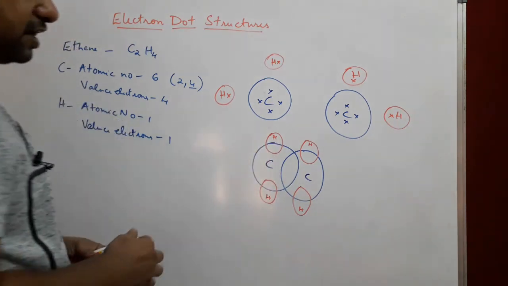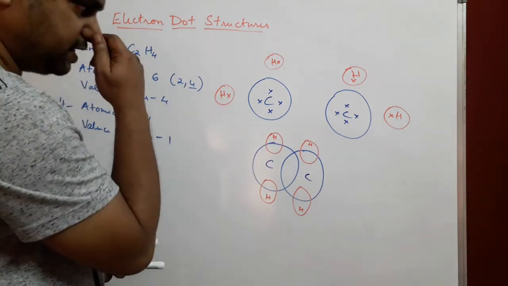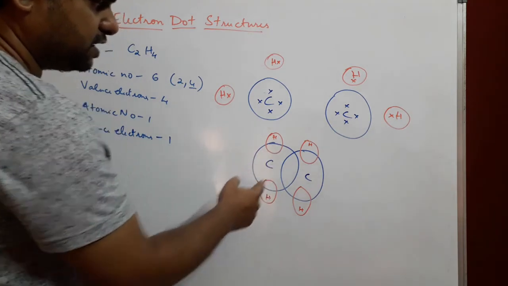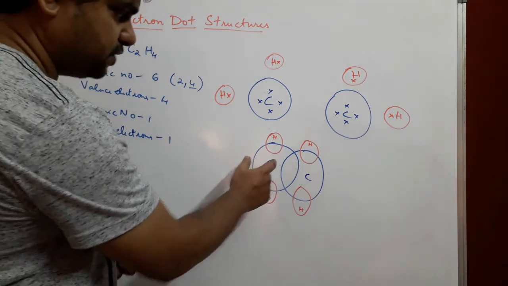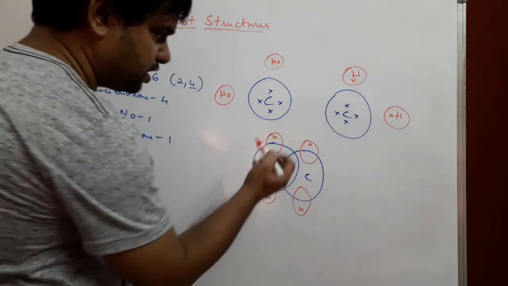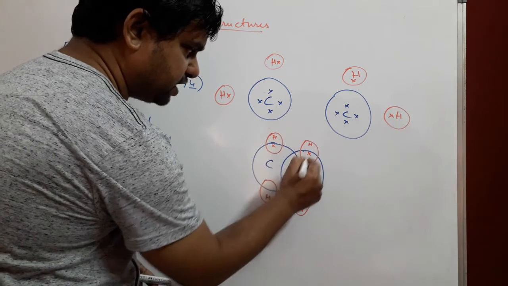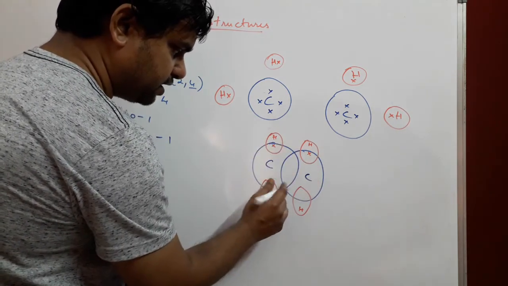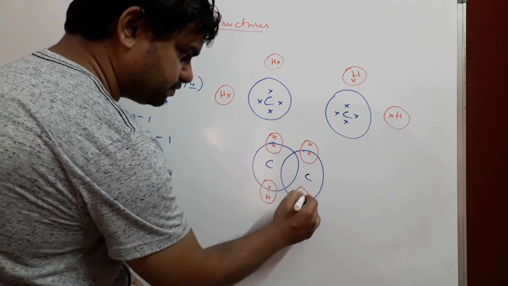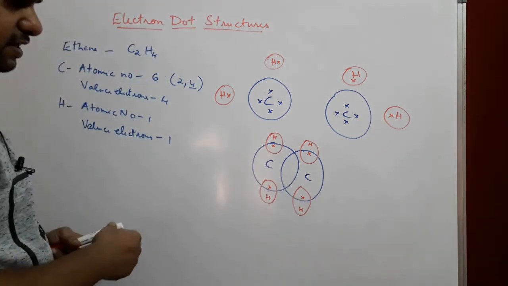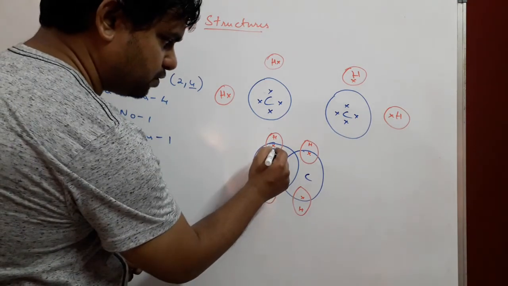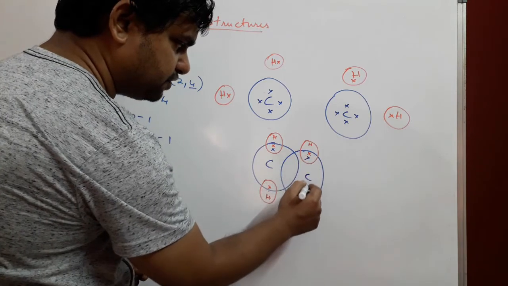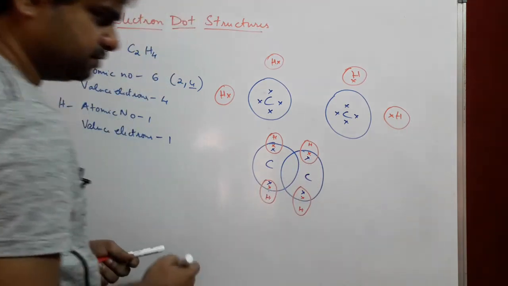Each hydrogen atom contains only one electron, which means it can pair up with just one more electron, and that electron that it shares is with carbon atom. So we get one electron coming from each hydrogen atom, this way. And these electrons pair up with one electron each from the two carbon atoms, this way.